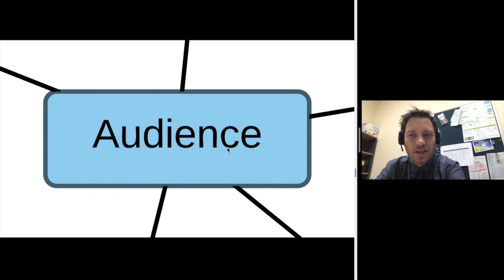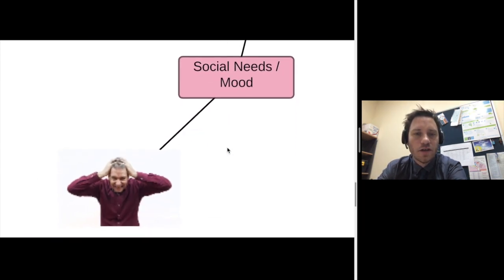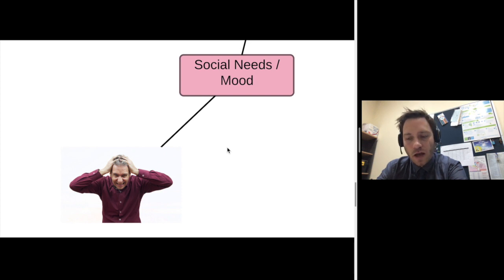So in that case, you also need to consider the people you're speaking to, the audience that's receiving that message. You need to think about their mood. If they're in a happy mood, then they may be not concentrating on details. So they may gloss over certain things.